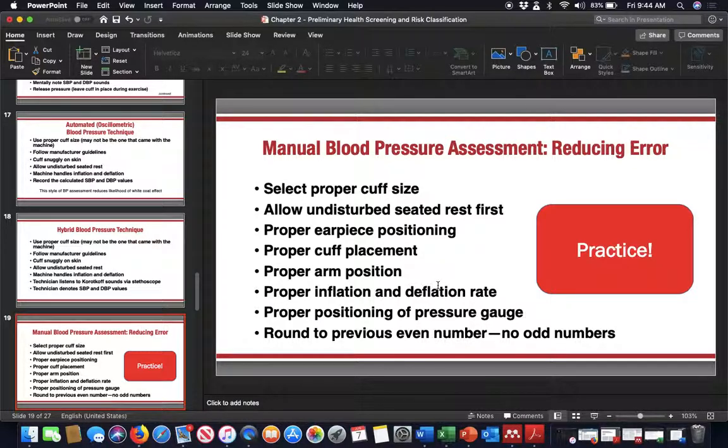And then round to a previous even number. So when people say that you have a blood pressure reading from manual of 121 over 87, that's really not true, because the measurements are all taken on the sphygmomanometer, and all the numbers from the pressure gauge are in even numbers, so just be aware.